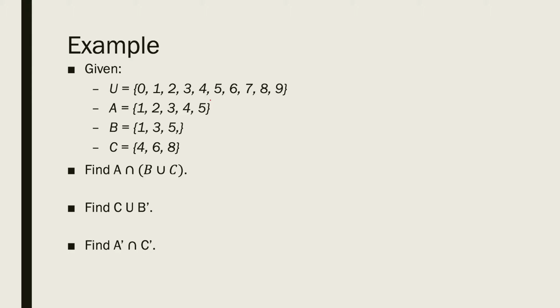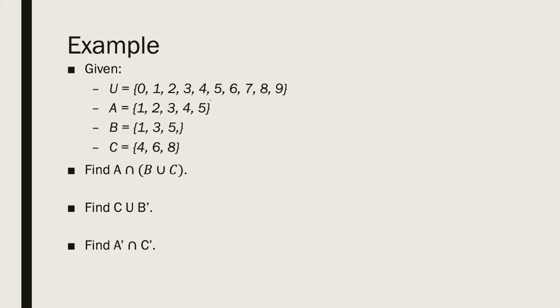So as our first example, we're given a universal set with the numbers 0 through 9. We're given set A that has 1, 2, 3, 4, 5. We're given set B, which has 1, 3, and 5, and set C, which has 4, 6, and 8. And our first problem asks us to find A intersected with the quantity B union C.